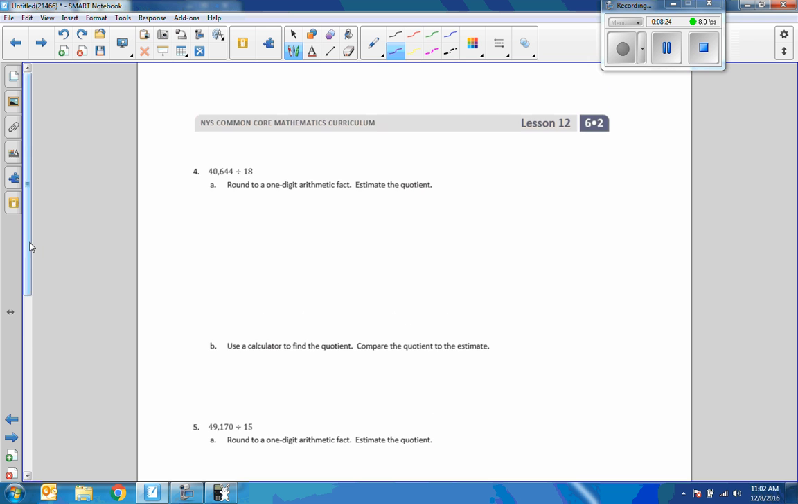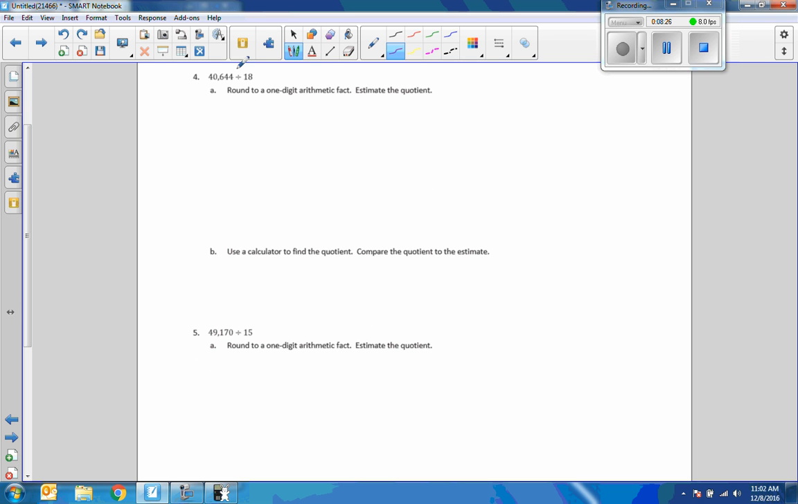Okay, number four. 40,644 divided by 18, round to a one-digit arithmetic fact, estimate the quotient. Okay, 18 is really close to 20. Rounding to 10.